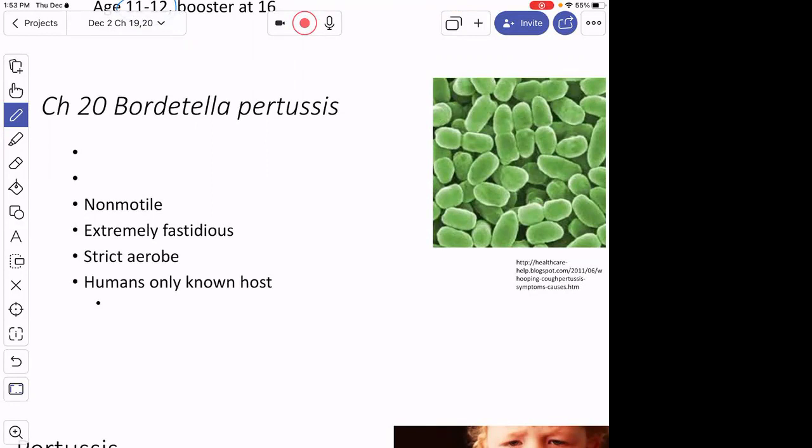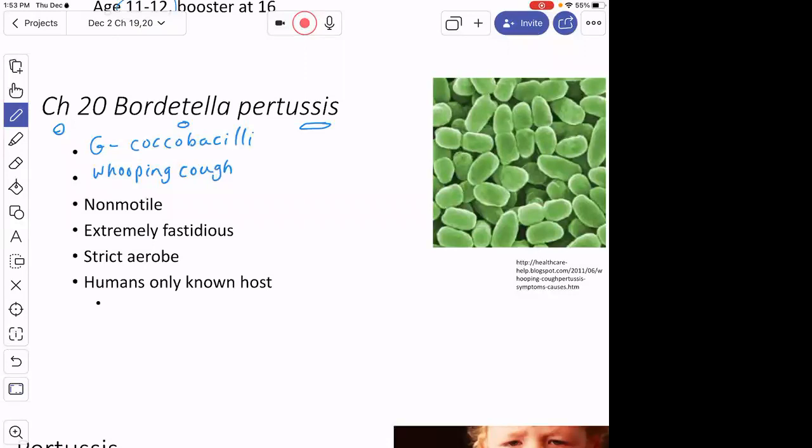Like I mentioned, Bordetella pertussis is a gram-negative coccobacillus. So it's not perfectly round, it's not rod-shaped, it's somewhere in between. It's the causative agent of whooping cough, as it's more commonly called, also called pertussis.